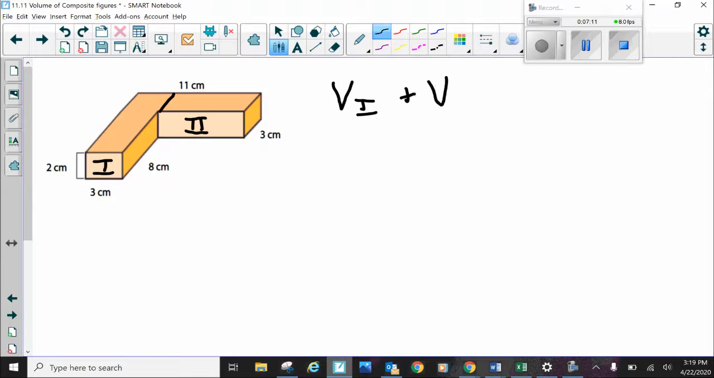Then we'll find the volume of figure 2, and we'll add them together to get the volume of the composite figure. All right, so let's start with the volume of figure 1. 3 dimensions: length, width, and height. Let's see if we can find our length. Our length is our left to right, and there it is, 3, easy.